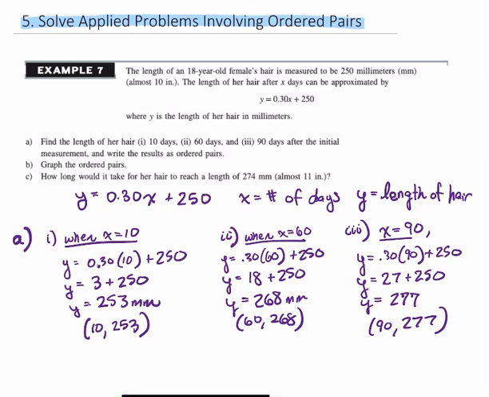So we can plot these points. It'd be a little bit tricky here because of the large numbers, so we'd have to do some scaling. Let's just look at part C.